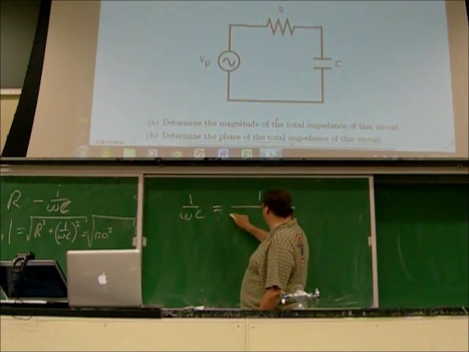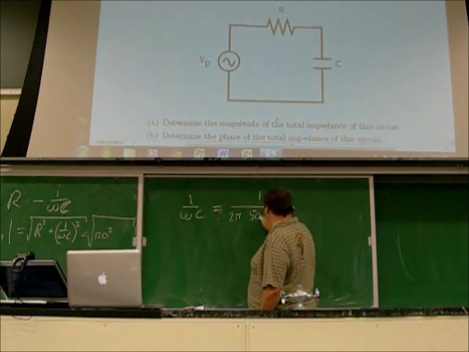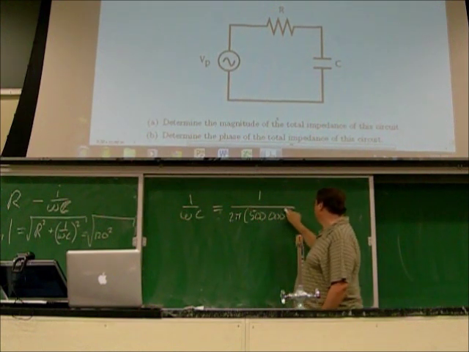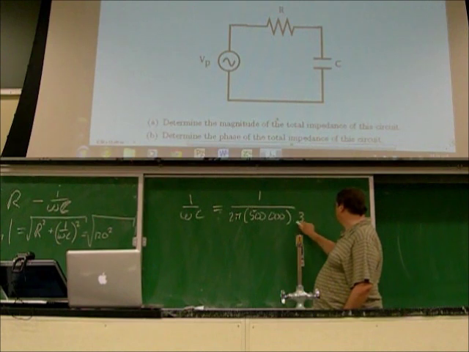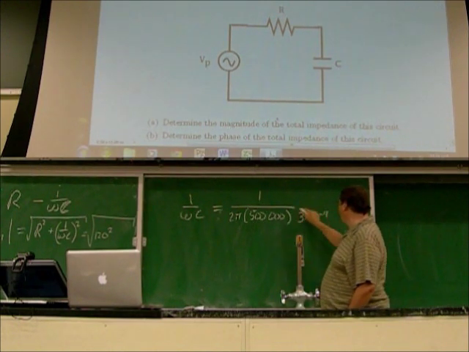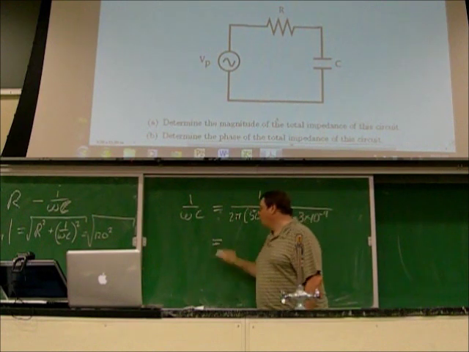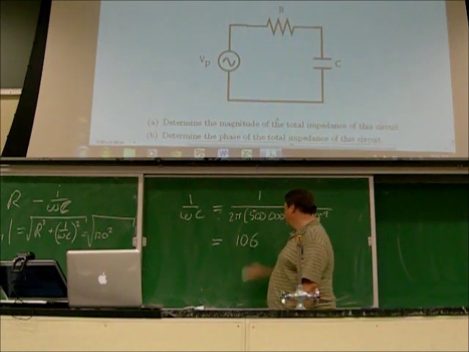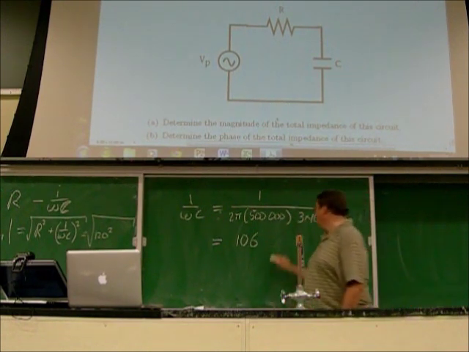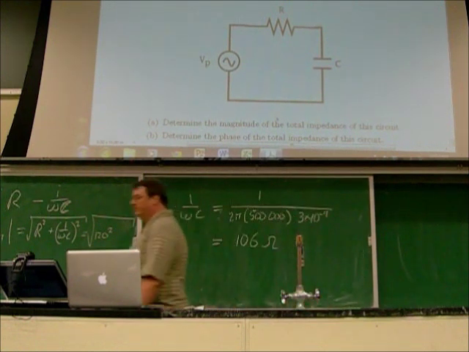So, omega is 2 pi times 500 kilohertz, and C is 3 × 10⁻⁹ farads. So, what's 1 over omega C? How much? Somebody got a number? My calculator's dead, I'm afraid. 106. 106 what? Ohms. All impedances are in ohms.